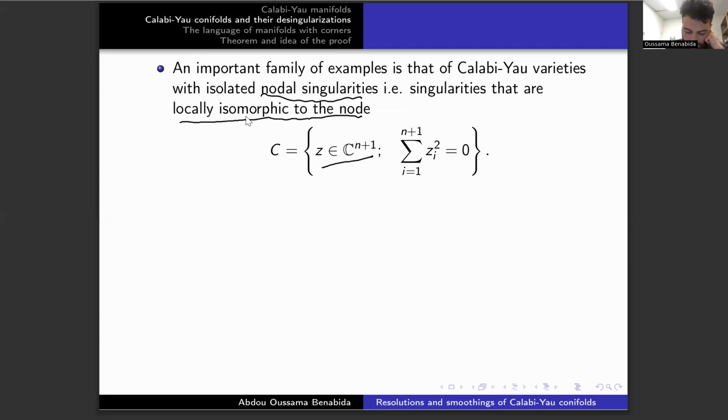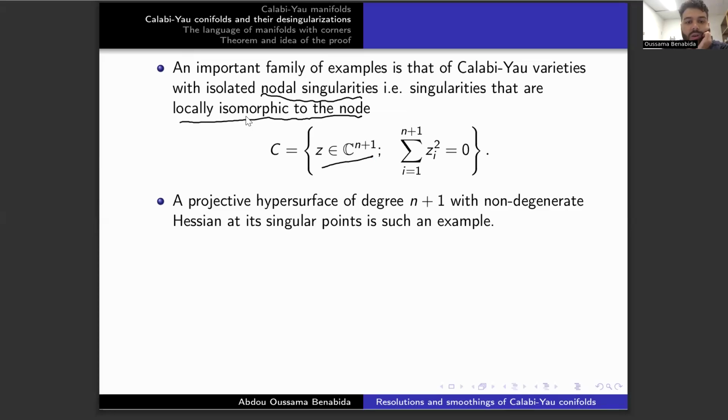So these are the simplest possible singularities to look at. An example of such varieties: if we look at a projective hypersurface of degree n plus 1, this has trivial canonical bundle, in particular it's a Calabi-Yau variety, and we suppose that near the singular points we have non-degenerate Hessian. If the Hessian is non-degenerate at the singular points, then it's easy to see that the singularity is isomorphic to this node singularity here.